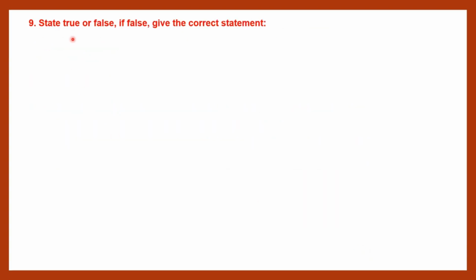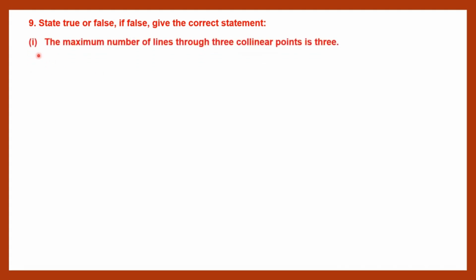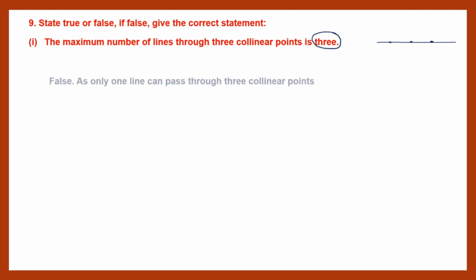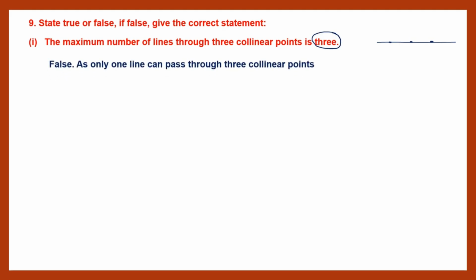Question 9. State true or false, and if false, we have to give the correct statement. First sentence. The maximum number of lines through three collinear points is 3. What are collinear points? Collinear points are 3 points that lie on the same straight line. Now, how many lines can you draw through these? If you draw a line, you can draw only one, isn't it? But here the question says you can draw 3 lines, which is wrong. So let's correct that statement. That statement is false, as only one line can pass through 3 collinear points.